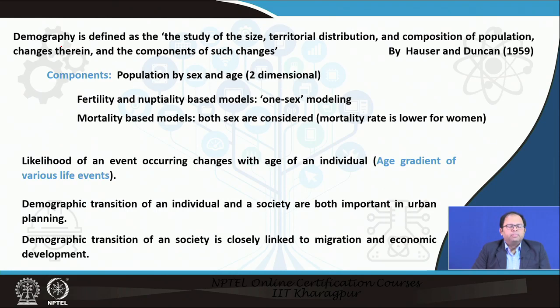Hauser and Duncan defined demography as the study of the size, territorial distribution, and composition of population, changes therein, and the components of such changes. What it means is demography is not only the study of the total population, but how it is spread over a particular area and the total composition of the population, and we can always divide the population into different components, such as based on gender, based on the different age groups, or even based on income pattern, income of the different households. We can divide the population in a 2-dimensional way or a 3-dimensional way.